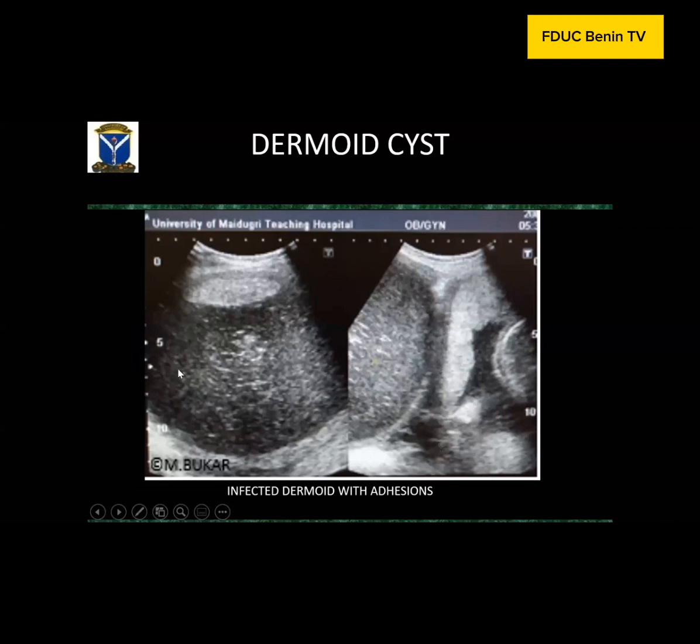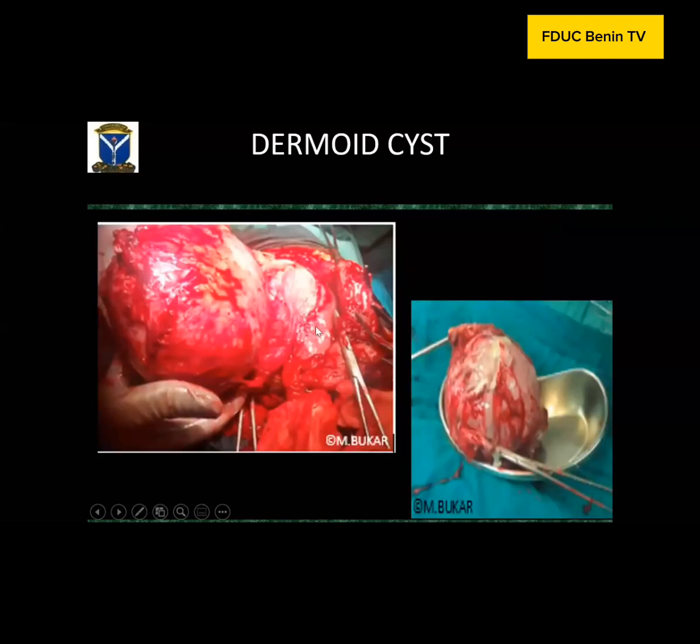Now the contents of this cyst is neither here nor there, but you can see what appears like dot dash pattern here. But what gave it away is this echogenic ball. And fat, we know, is lighter and it floats. So this is what gave it away as dermoid, not the appearance. At surgery, you can see the dense adhesions.